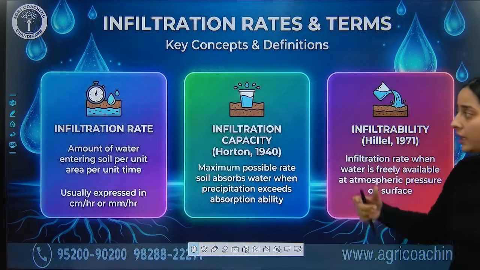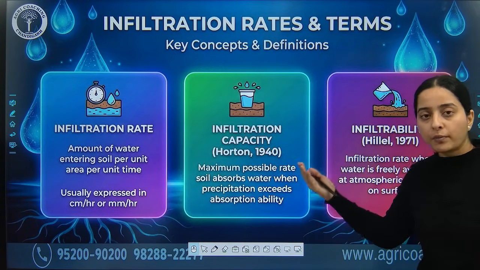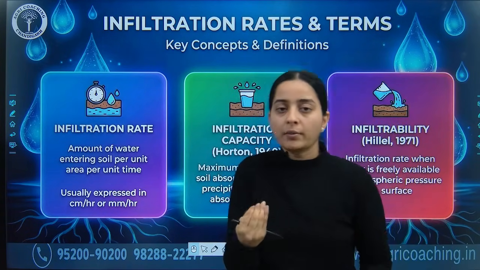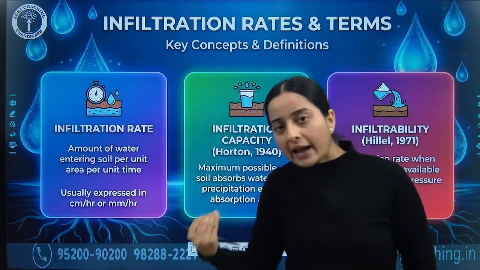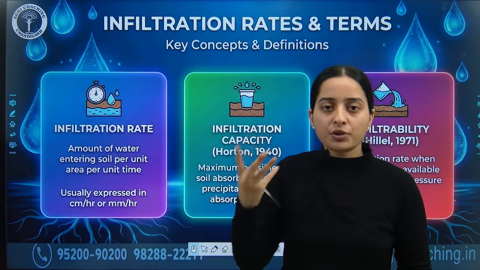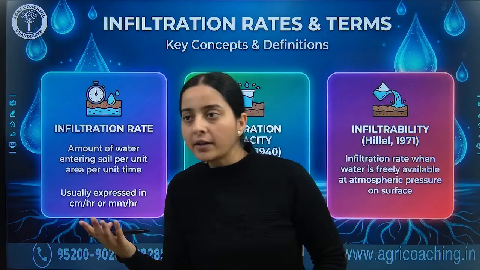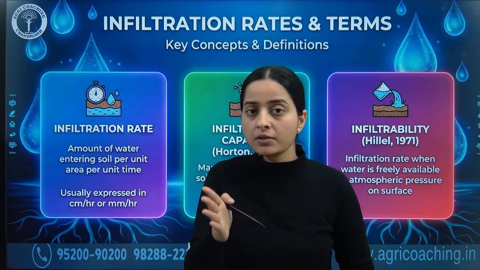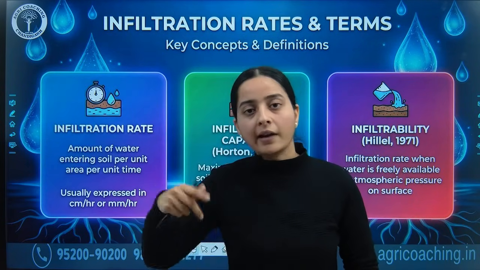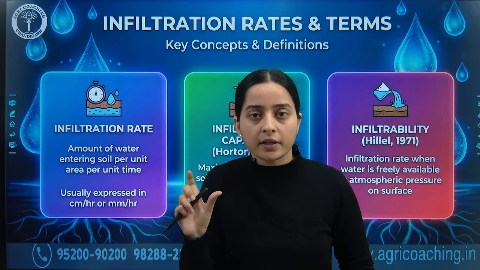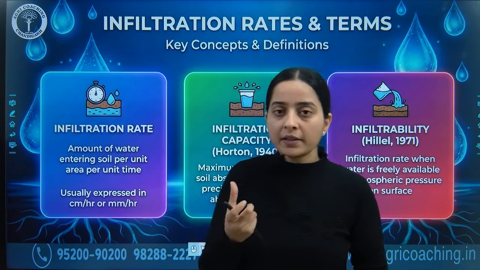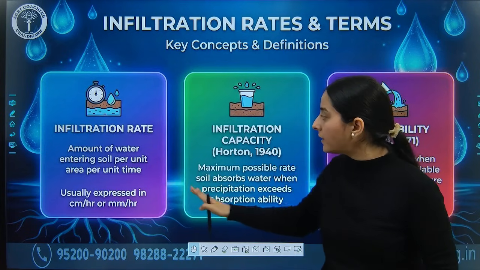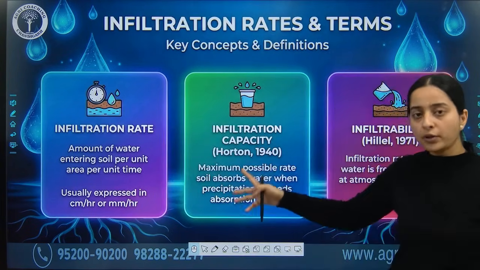Now next, there are various terms apart from infiltration. First one is infiltration rate, meaning at how much rate water can enter. For example, one student can write 5 pages in 1 hour, and another student can write only 2 pages. That's the rate, meaning in 1 hour how many pages he or she is writing. Similarly, the amount of water entering soil per unit time.